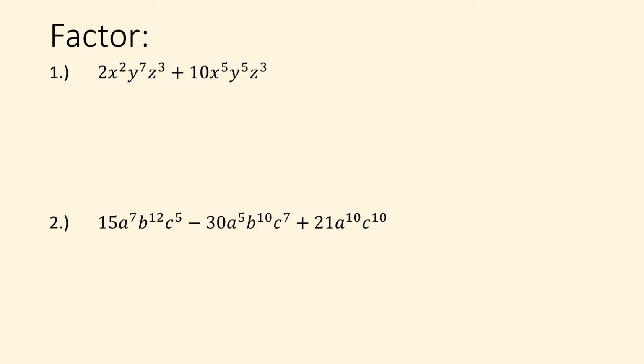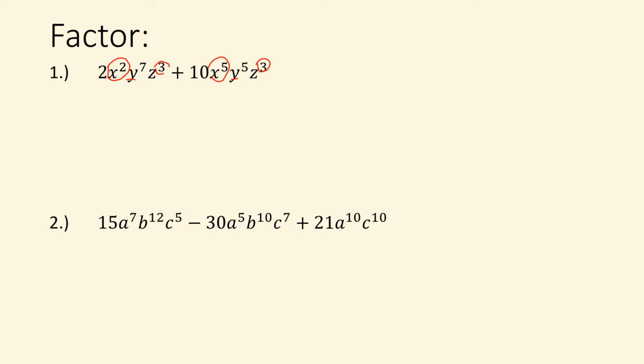So when we look at number one, we have a 2 and a 10, for example. Those are both divisible by a 2. We also have x's in both, y's in both, and z's in both. So there's a GCF in this problem. The GCF of the coefficients is 2, but there's a GCF of all these variables as well.